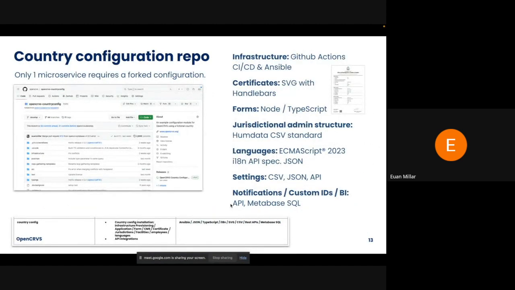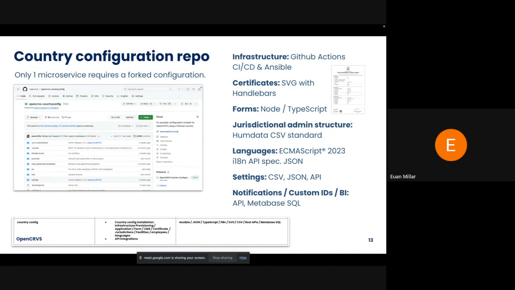So there's only one microservice that you need to configure, and that is the country configuration repository. So we take that one at the bottom, the country config, and we put it in a new repository, and you can fork this and do whatever you like here. And what can you configure? Well, you can configure the entire infrastructure, the entire delivery pipeline if you want.